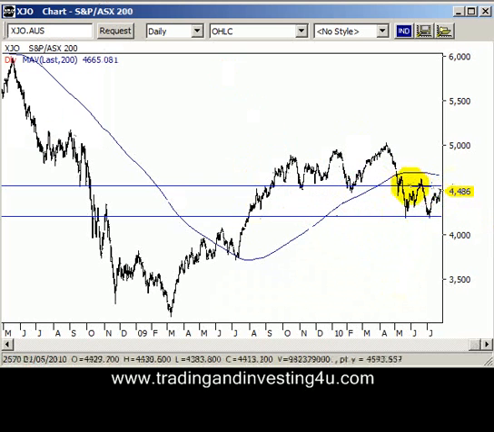Let's see what happens if the market starts to break out back above the 200 moving average. That could see us back in a nice upward trend. If not, we could see some more downside.